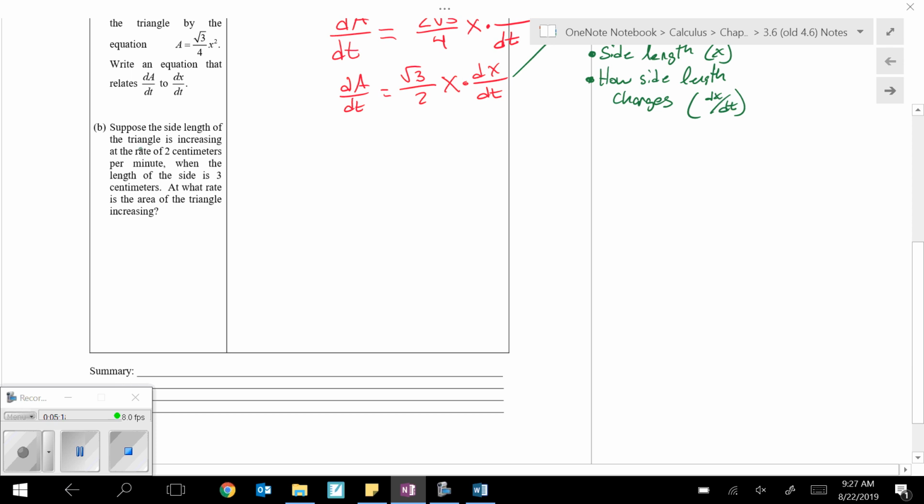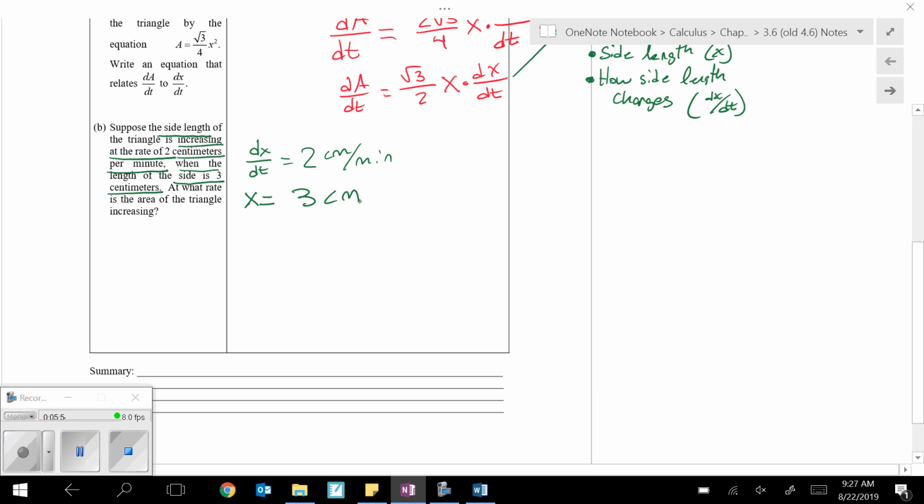Item B says, suppose the side length is increasing at a rate of 2 centimeters per minute. So that is how the side length is changing. That sounds like my dx/dt is 2 centimeters per minute when the side itself is a length of 3 centimeters. So at this moment in time, x itself is 3 centimeters.